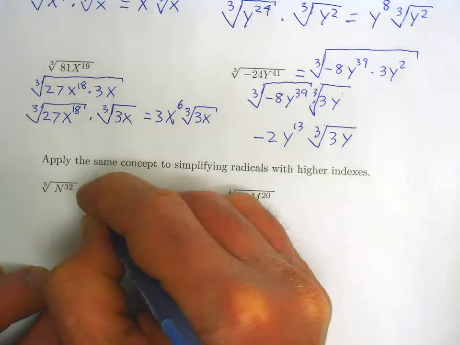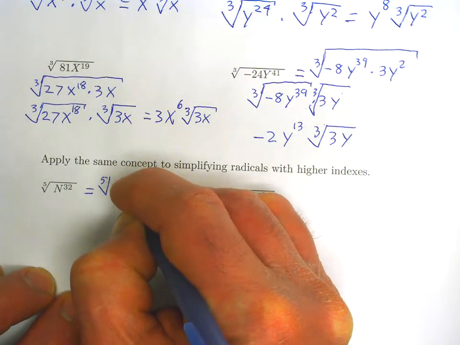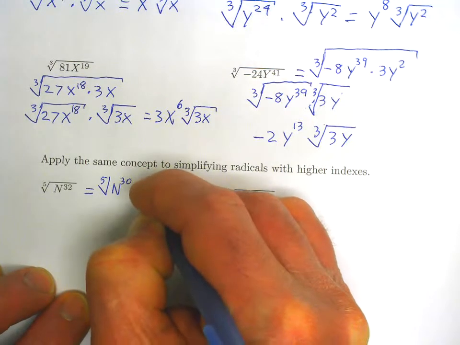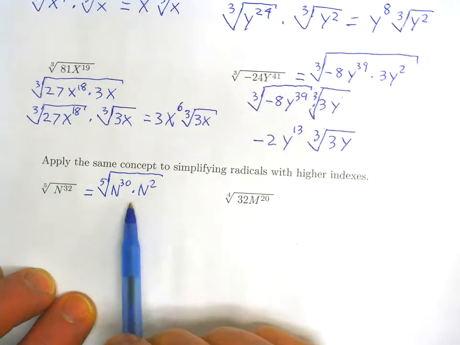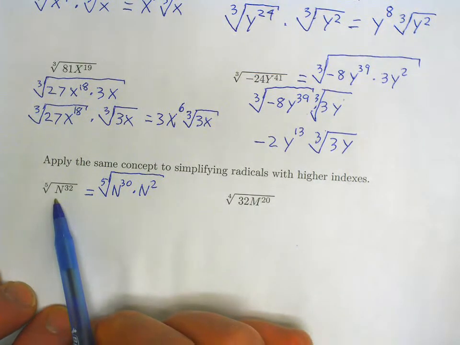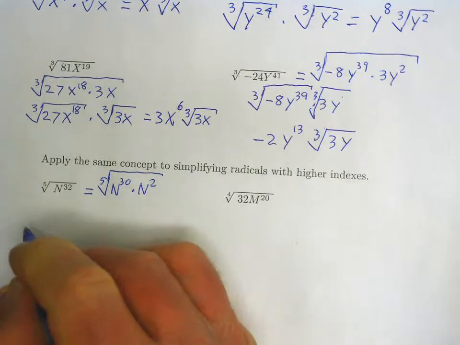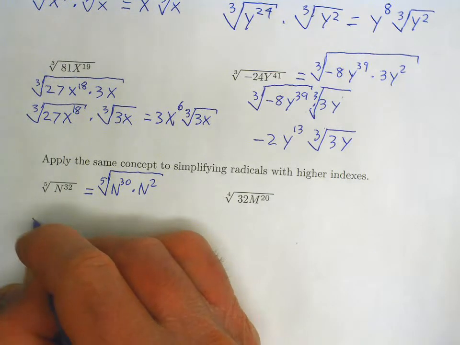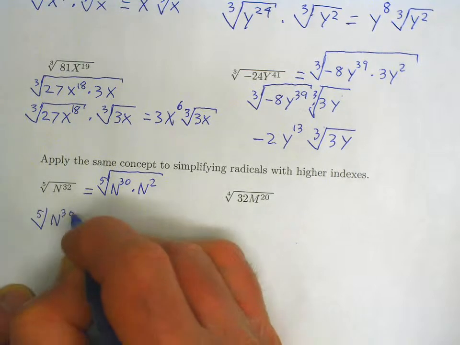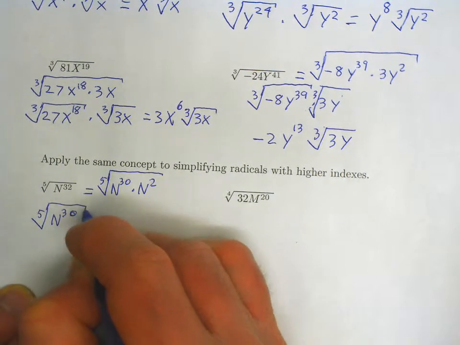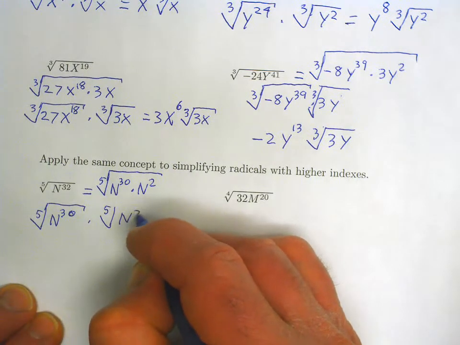So we'll rewrite this as the fifth root of n to the 30th times n to the second, because n to the 30th times n to the second is n to the 30 plus 2, or n to the 32nd. And then this can be written as the fifth root of n to the 30th multiplied by the fifth root of n to the second.